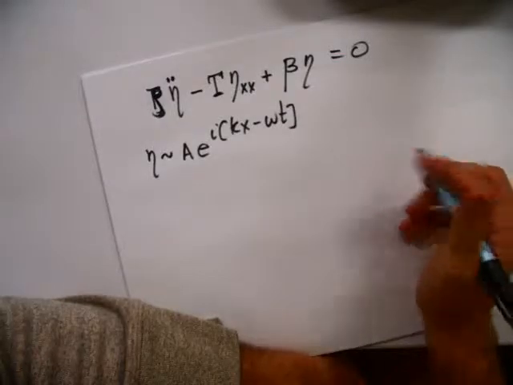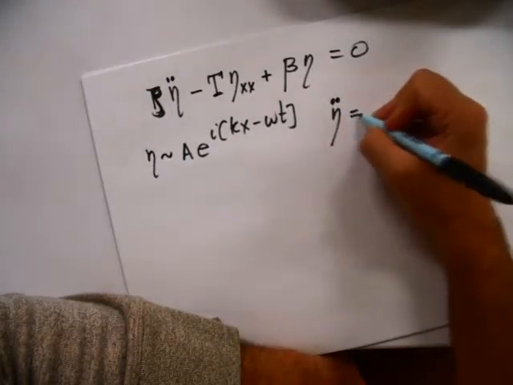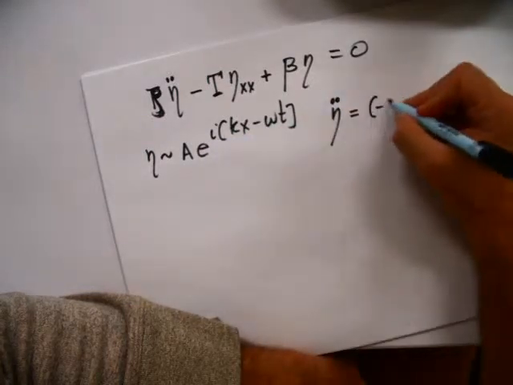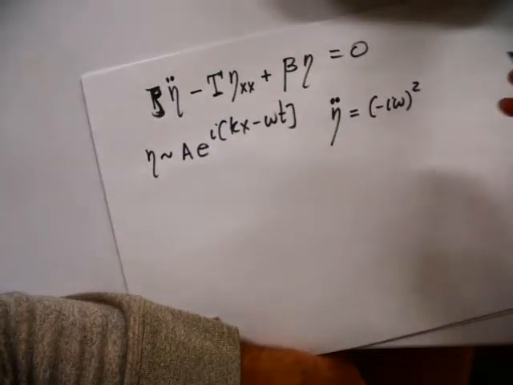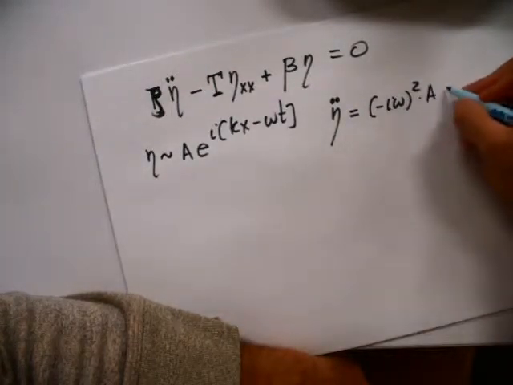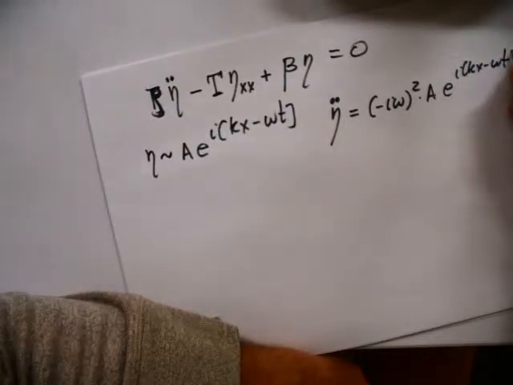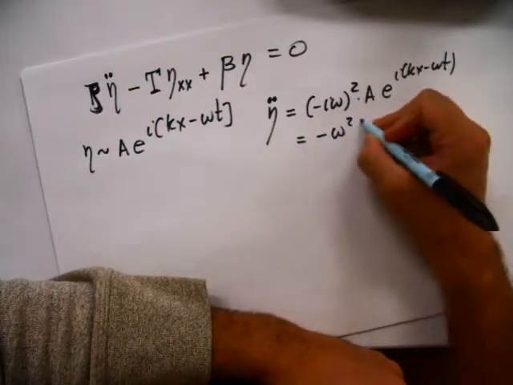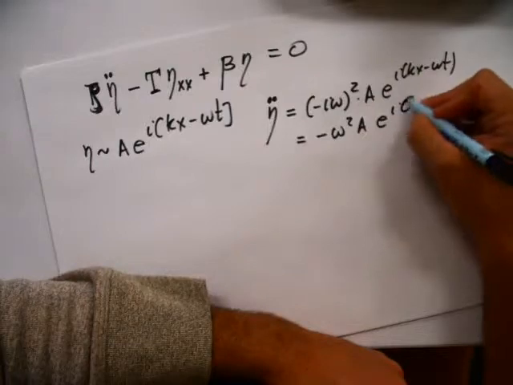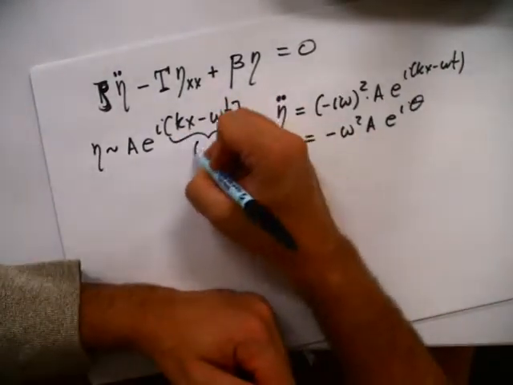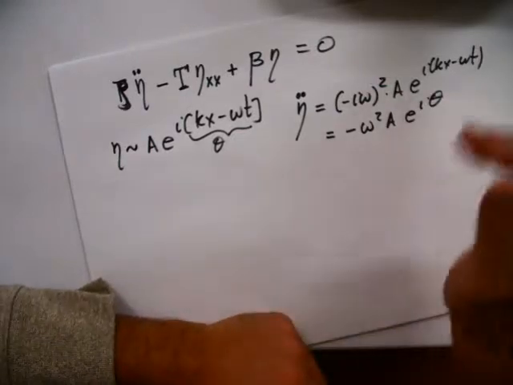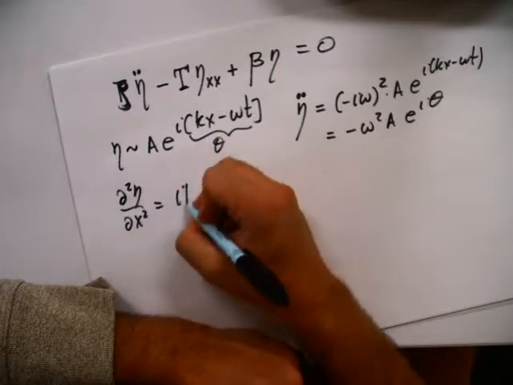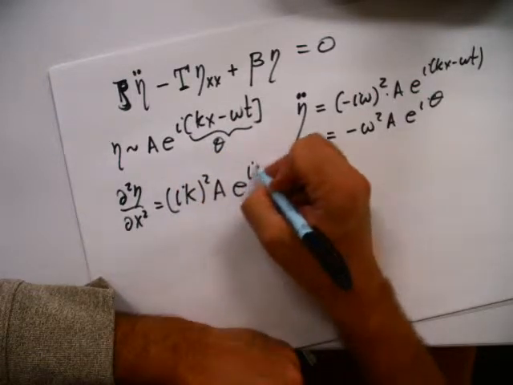The second derivative in time is going to be basically minus i omega squared times a e to the i(kx minus omega t), which basically becomes minus omega squared a e to the i theta. Let's call this guy theta, okay? So without carrying out all these calculations, the second derivative in space is simply equal to (i k) squared a e to the i theta, which is equal to minus k squared a e to the i theta.